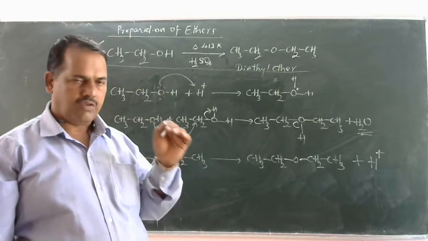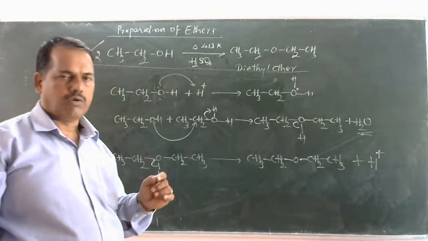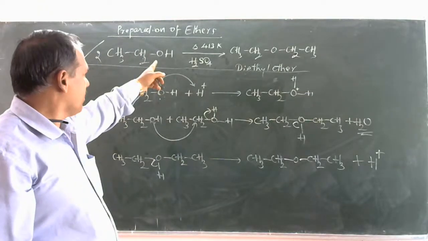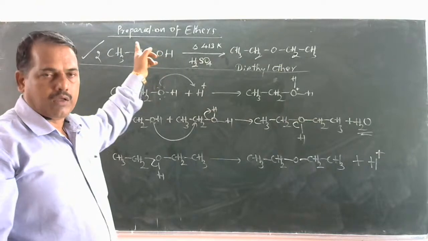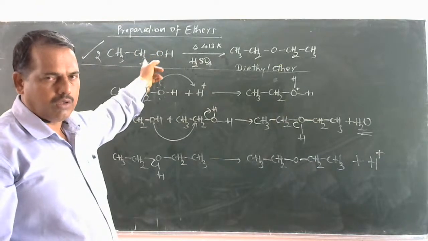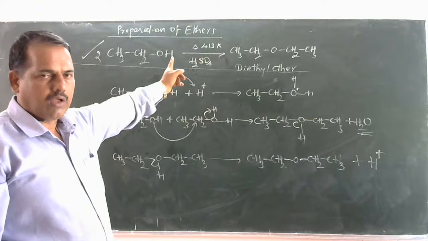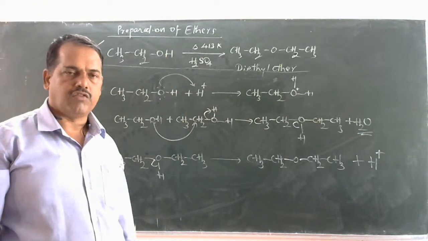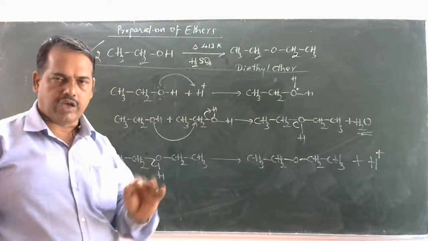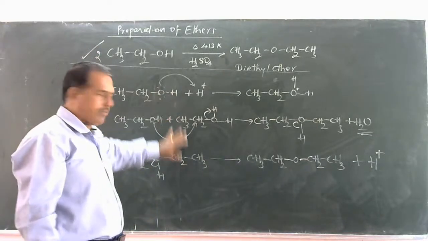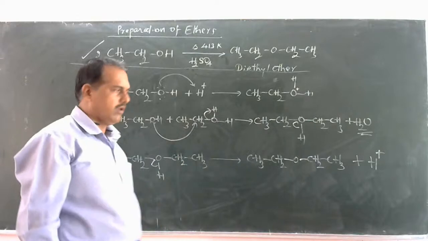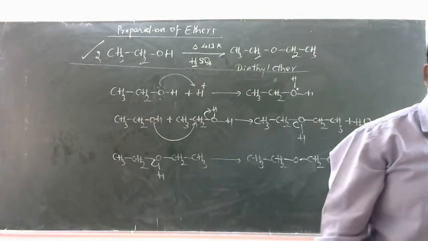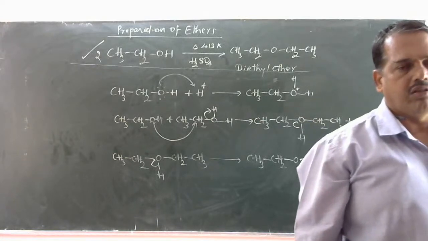So this is one important preparation which you have to remember. Ethers are prepared by heating alcohol at a particular temperature in the presence of a protic acid like H2SO4 or H3PO4. It takes place in different steps. Are you clear? Then we shall continue with the next method.